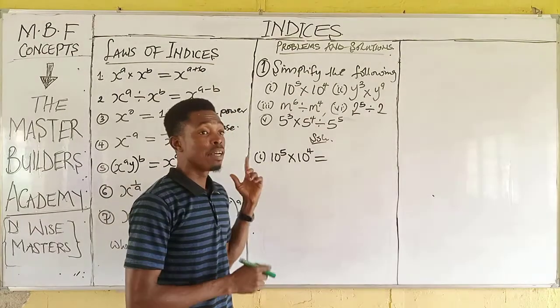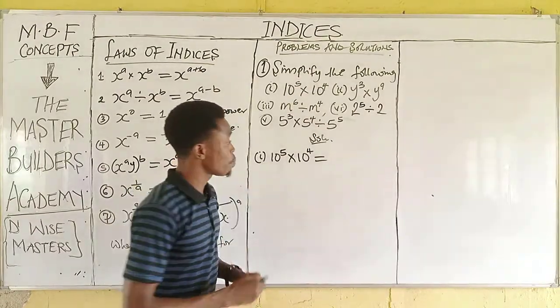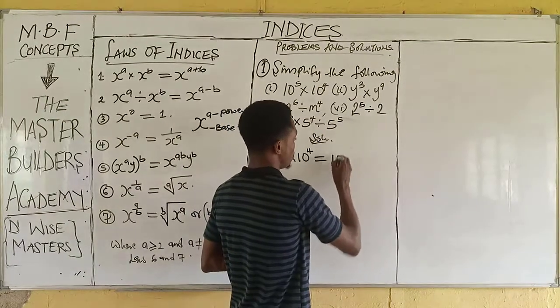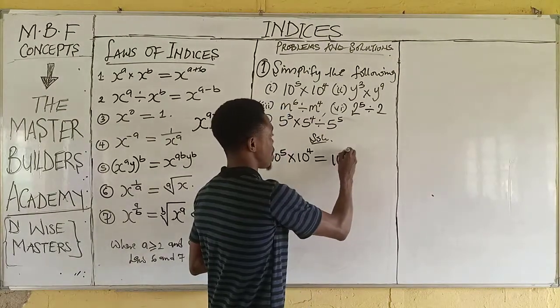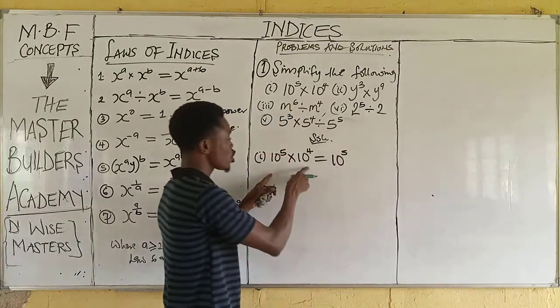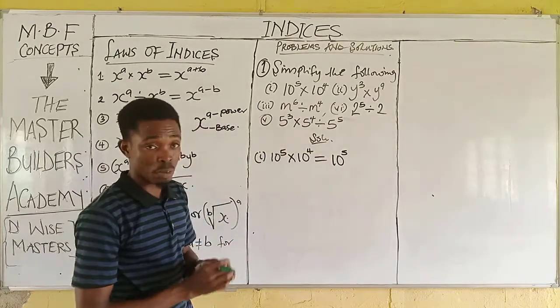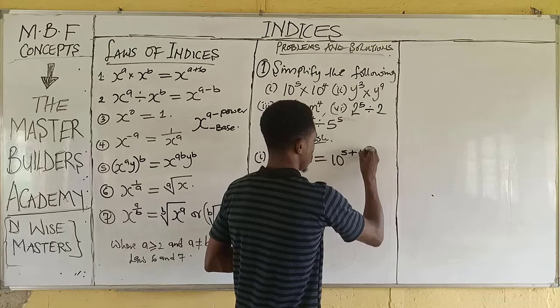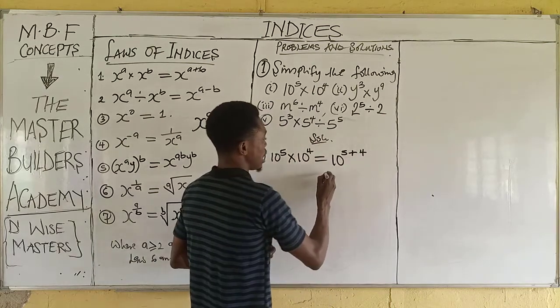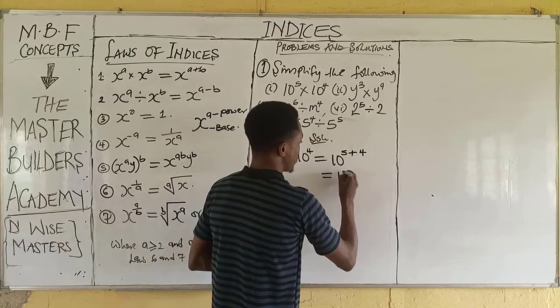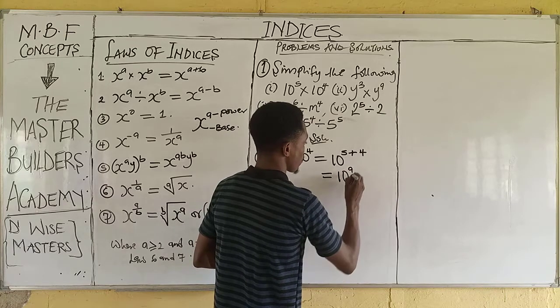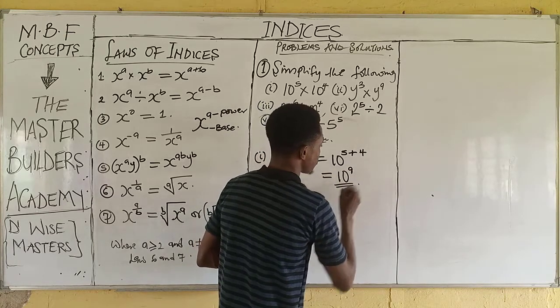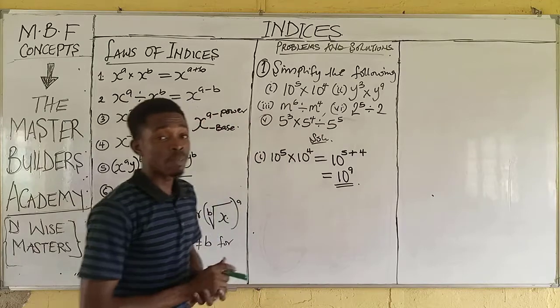Of course we have 10 as the base. So you pick one of the base, then followed by the first power. Now, what connects these two bases is multiplication. And we said that in indices, multiplication turns to what? Addition. So that means we are going to add the powers. Then finally, from here, we are going to have 10 raised to power what? 9. This is our answer.